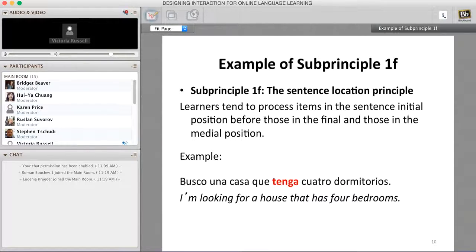When I teach the subjunctive to my Spanish learners, and I teach Spanish completely online, I alert students to their tendency to skip over the subjunctive forms because they occur in the middle of sentences. So in the example here, busco una casa que tenga 4 dormitorios, or I'm looking for a house that has 4 bedrooms, you can see that that subjunctive form appears right in the middle of the sentence where the learners are least likely to notice it.